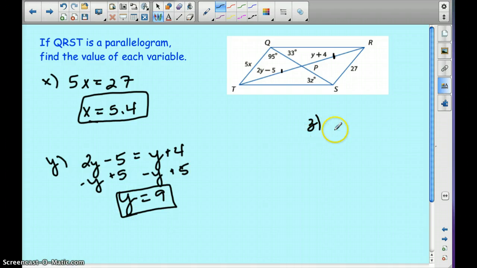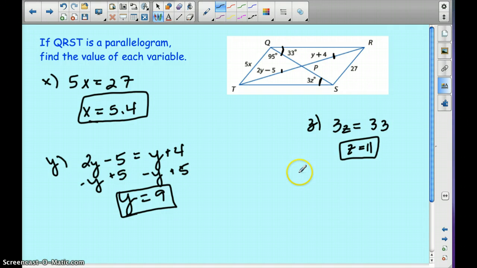And then for z, z is right here. Now remember, we have two congruent triangles when we create a diagonal. And so remember that we have alternate interiors. So we have 3z, and that's kind of weird to look at. 3z, this looks like a 3 right here. 3z equals 33. So then we have z equals 11.